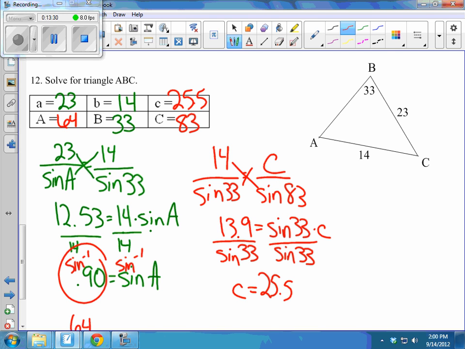And again, you guys, when you're done, for every answer, I would check: is the smallest side with the smallest angle? Looking here, my smallest side is 14, and that is with my smallest angle. And my biggest side, which is 25.5, is with the biggest angle. And that's a really good idea to check if you got the problems right or wrong. It's not perfect, but it does work. Okay?